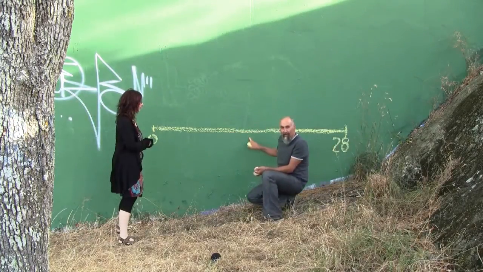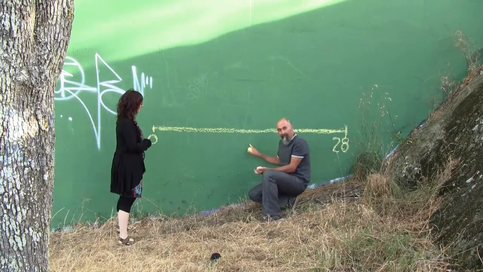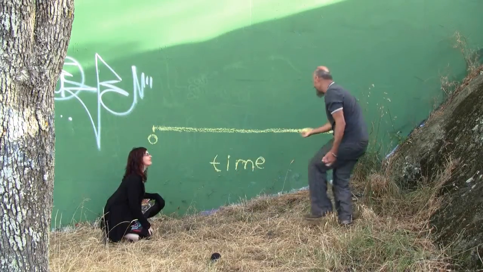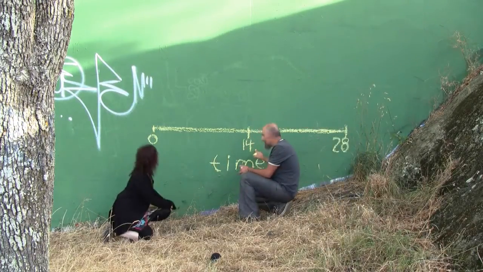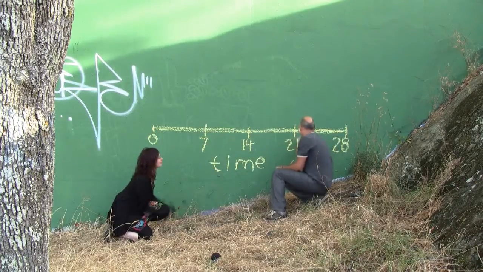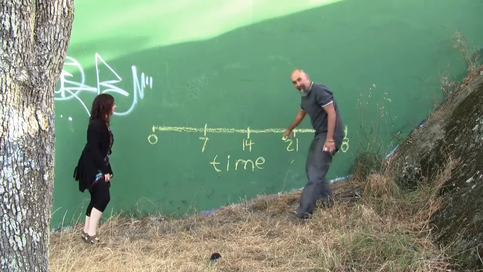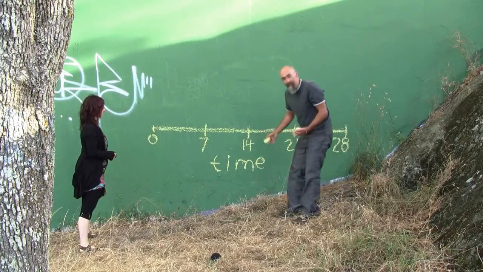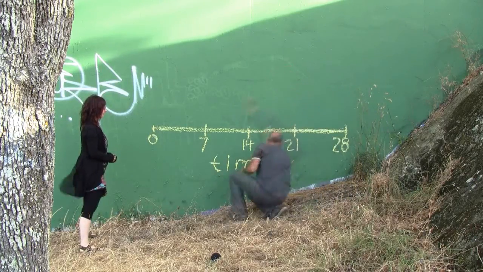So this is now our x-axis, and our x-axis is time. We're going to try to cut this in half. So that's 14 days, 7 days, 21 days. So that's 4 weeks: 1 week, 2 weeks, 3 weeks, 4 weeks. So this is time, and our time is in days.